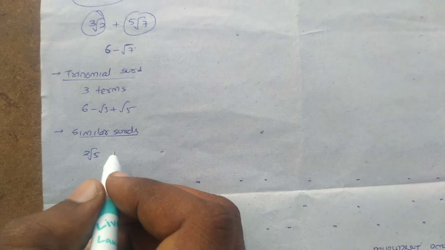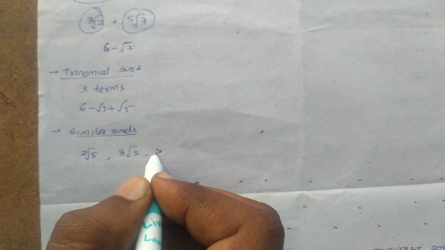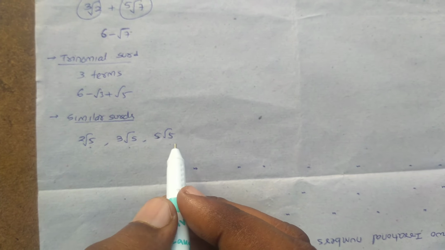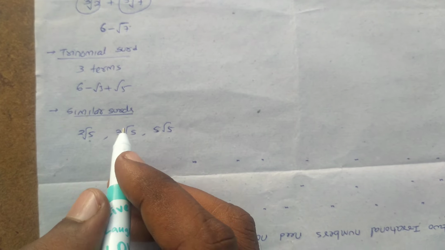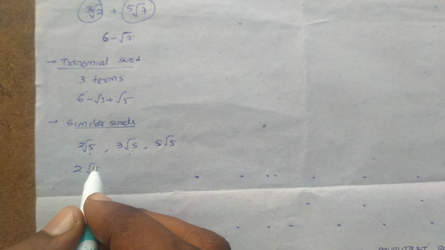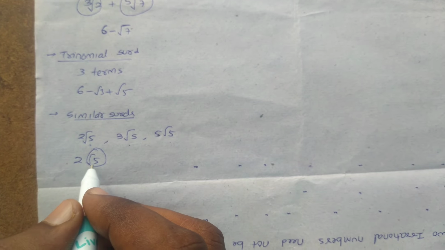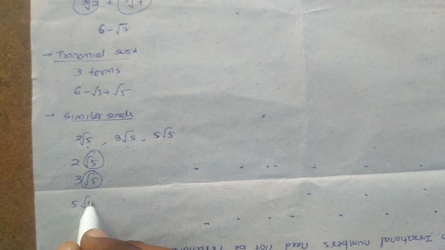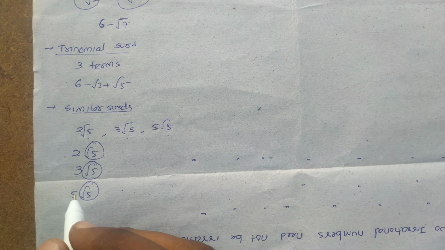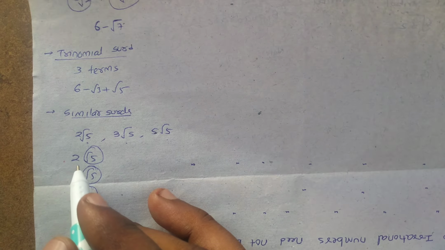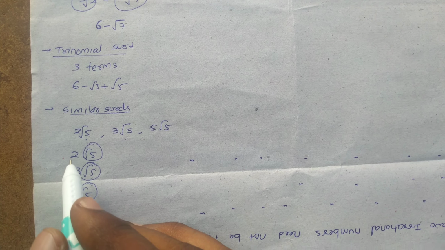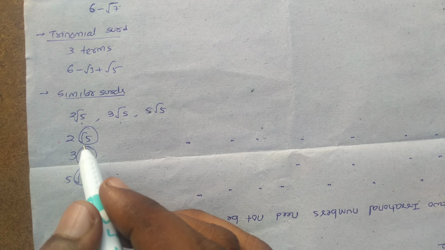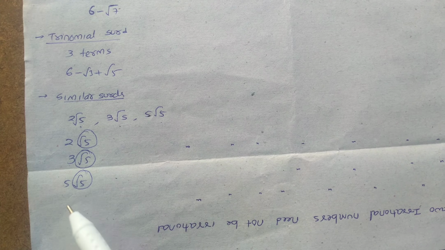2 root 5, or 3 root 5, or 5 root 5. Here you can see these surds are different multiples of the same simple surd. 2 root 5: the simple surd is root 5, the multiple here is 2. Similarly 3 root 5, the multiple is 3. 5 root 5, again the simple surd is root 5 but the multiple here is 5. That means if two surds are different multiples of the same simple surd, then they are called similar surds. Otherwise they are called dissimilar surds.